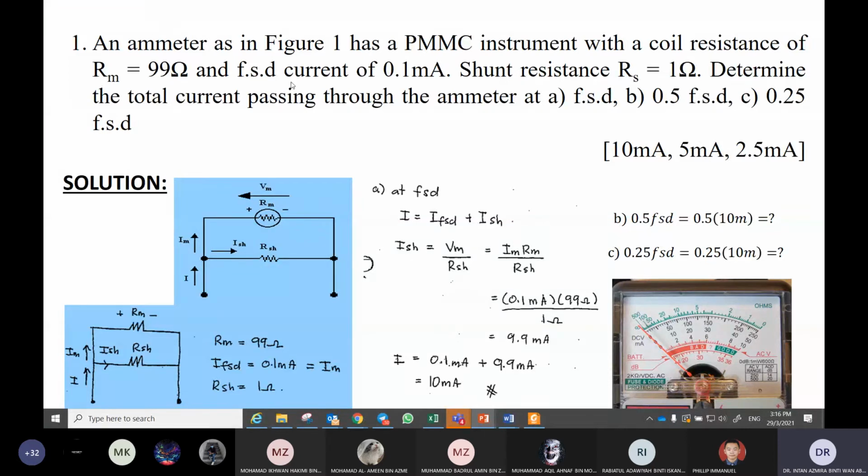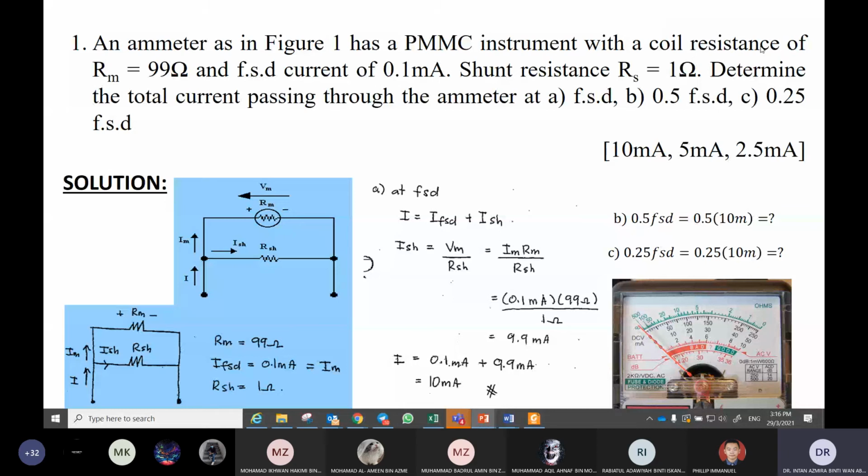Okay, an ammeter as in figure 1. Where is figure 1? Okay, this is figure 1. Figure 1 has a PMMC instrument. Okay, this is the PMMC instrument. Where is the ammeter? The whole circuit is the ammeter, and this part is the PMMC instrument.